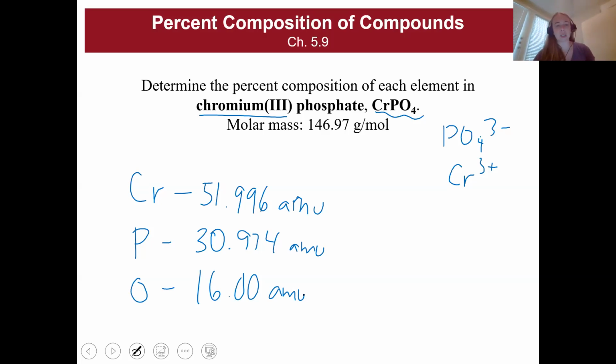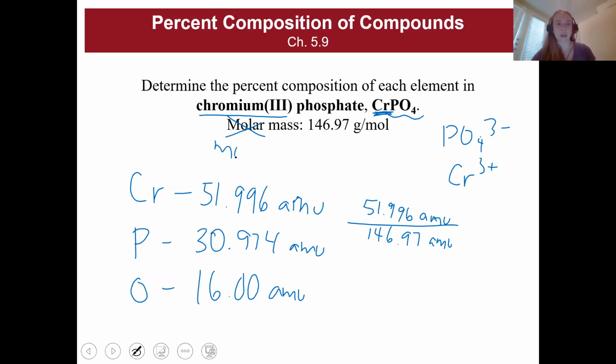So the percent composition, we'll start with chromium. There is 1 chromium atom in our molecule, so our percent composition is going to be 51.996, and we don't need to multiply it by 1 because we'll get the same thing. AMUs divided by 146.97 AMUs for the whole molecule. That's our molecular mass.